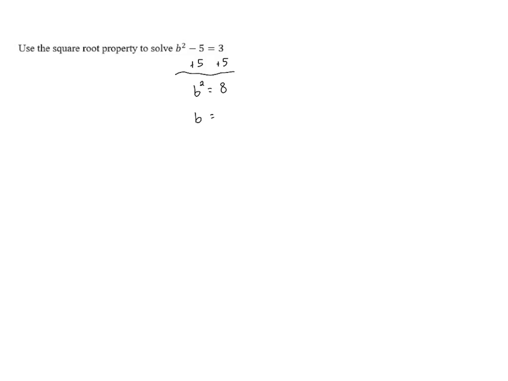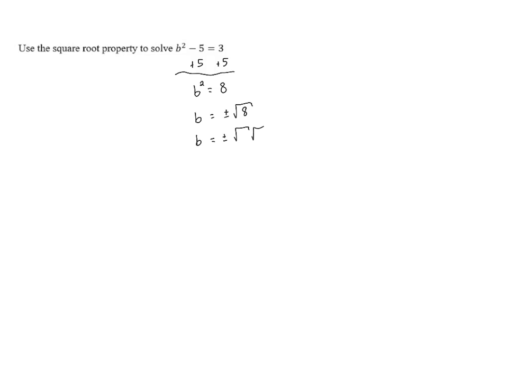And then on the right, 8 is not a perfect square, so we write plus or minus root 8 to represent its square root. Now, it might not be a perfect square, but it does contain a perfect square factor, so we will be able to simplify this.